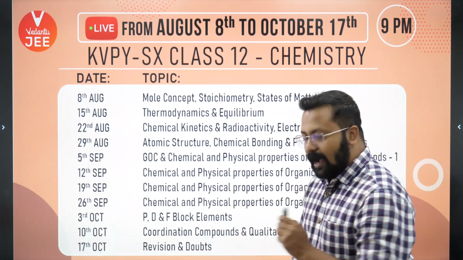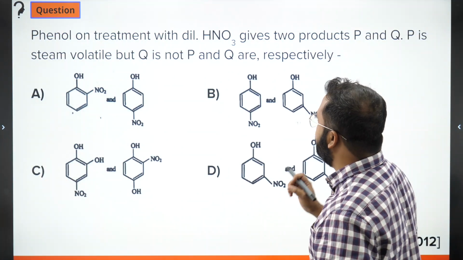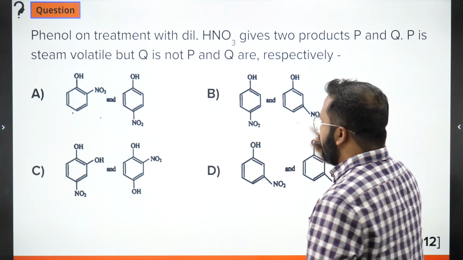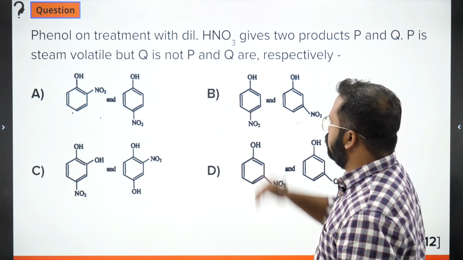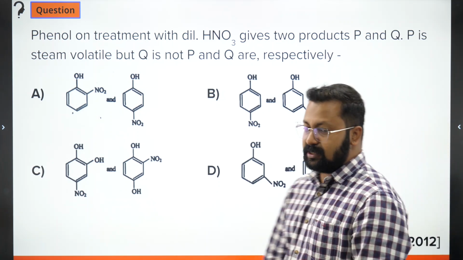Okay, so आज का पहला question क्या है? The first question is this: phenol on treatment with dilute HNO3 gives two products P and Q. P is steam volatile but Q is not. P and Q respectively are. Now the question is very simple.